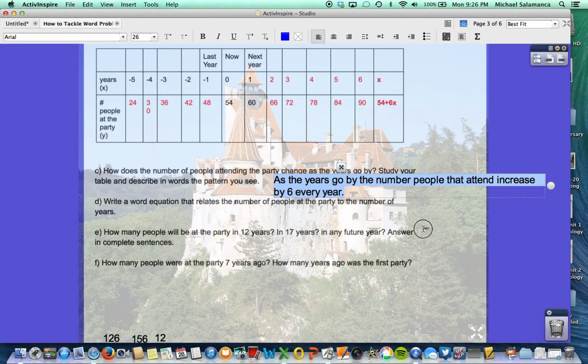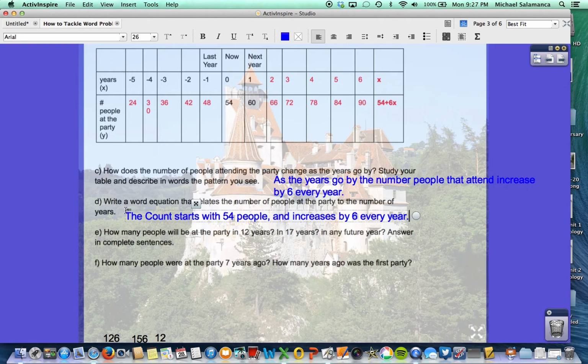Next thing we want to look at is to write a word equation that relates the number of people at the party to the number of years. So, in words, we want them to know that the count starts with 54 people and increases by 6 every year. And this sentence is very important because it tells you a couple things. It tells you how many people we start with and how much it increases per year. And that increases by 6 every year is a rate.